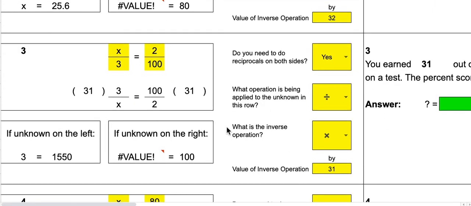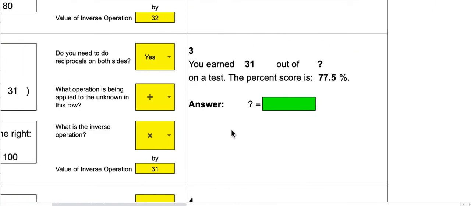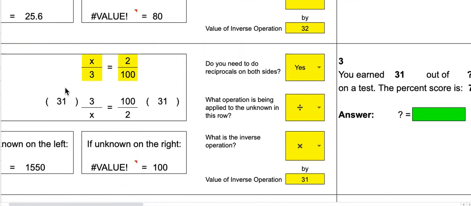Okay, last one we're going to do. Here's our question. You earned 31 out of question mark. The percent score is 77.5. Well, I can fill out the 77.5 over here. Percent's always out of 100. 77.5%. So I got 77.5 out of 100.